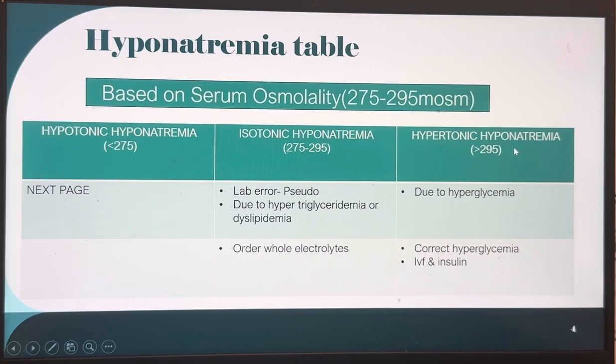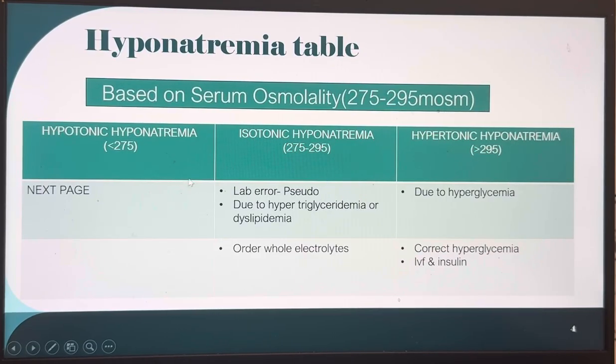And in hypertonic hyponatremia, this could be due to hyperglycemia or increased solutes like mannitol or sucrose. Here you can correct the underlying cause, like if it is hyperglycemia, which could be due to DKA or HHS. If you correct that, then the hyponatremia will correct itself. For that, you do IVF and insulin. That's how you deal with both isotonic and hypertonic.